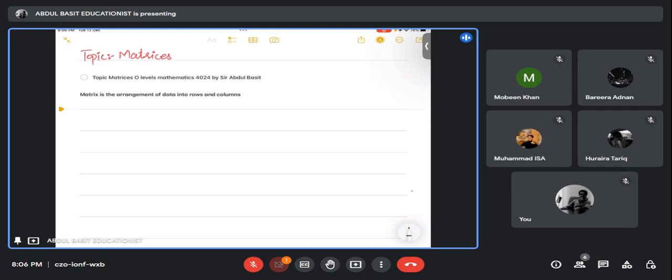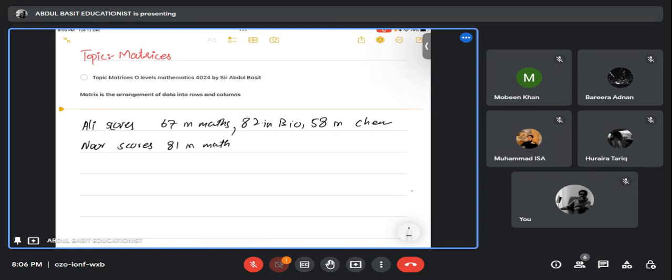How does it help? For example, Ali scores 67 in maths, 82 in bio, 58 in chemistry, and for example, Noor scores 81 in maths, 72 in bio, and 62 in chemistry. So we can represent this data with the help of a matrix.